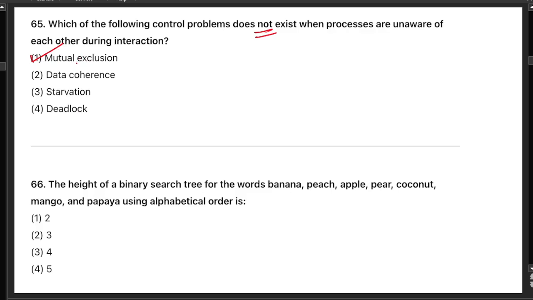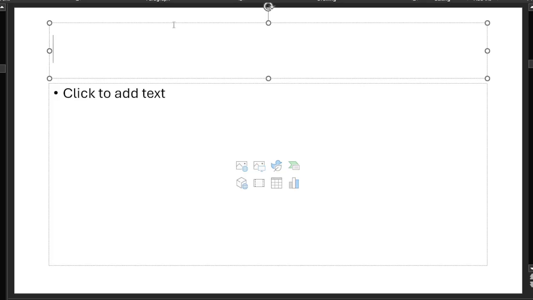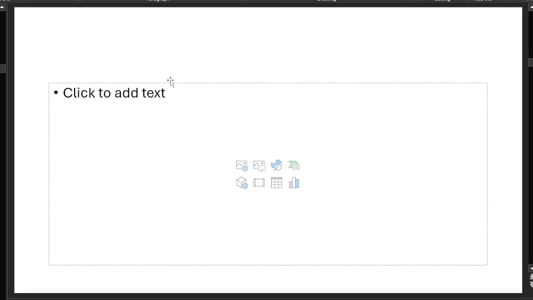Let's see the next question now. The height of a binary search tree for the words banana, peach, apple, pear, coconut, mango and papaya using alphabetical order is. Let's look at the solution. To determine the height of a binary search tree, which is BST, created by inserting the words banana, peach, apple, pear, coconut, mango and papaya in alphabetical order, follow these steps.